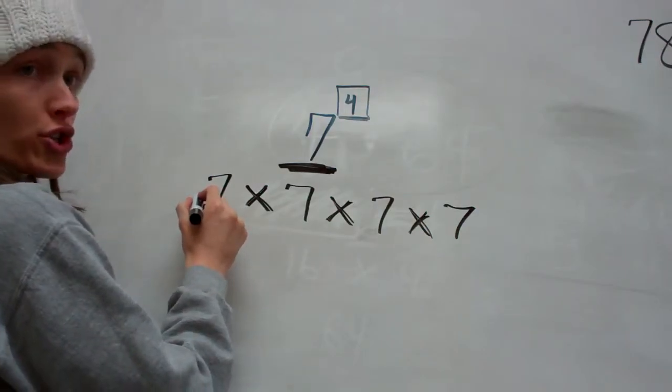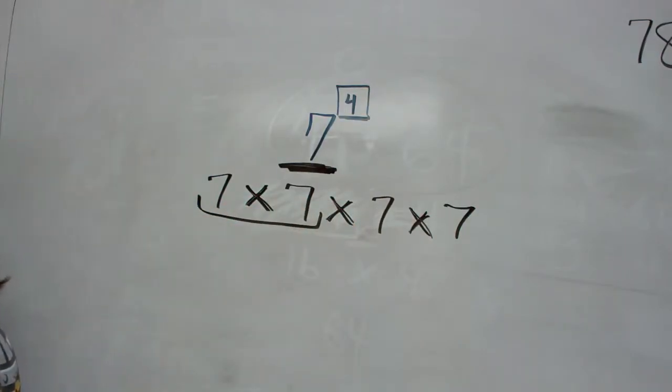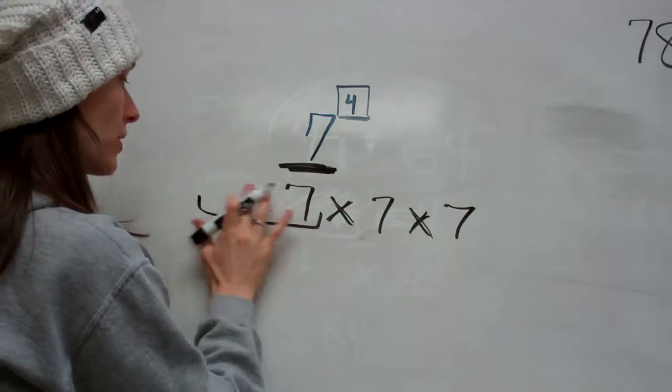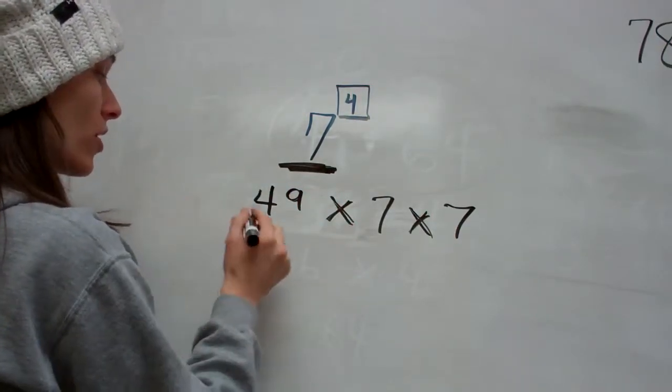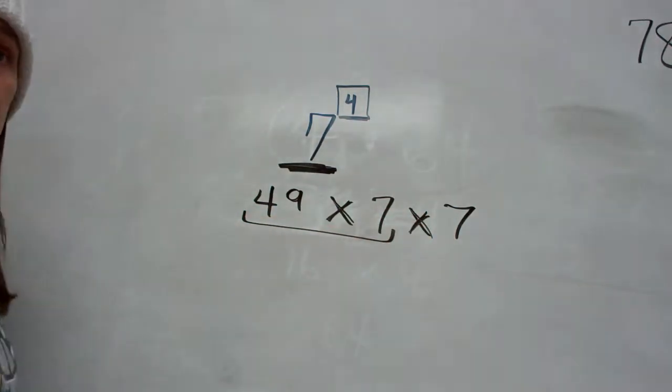Then we're going to multiply. Okay, so let's do the first two. What is 7 times 7? 49. So I'm going to erase this one. We got the answer to that. Okay? Now, what's 49 times 7?